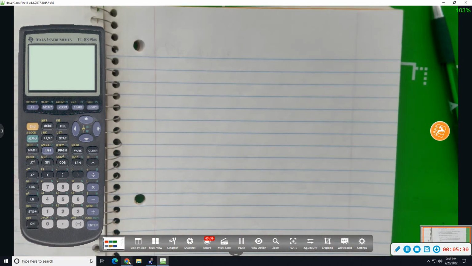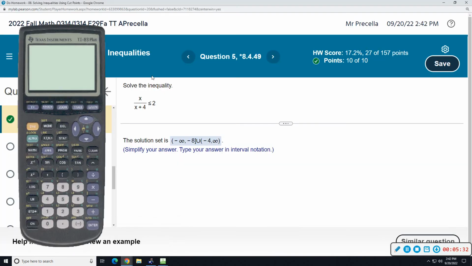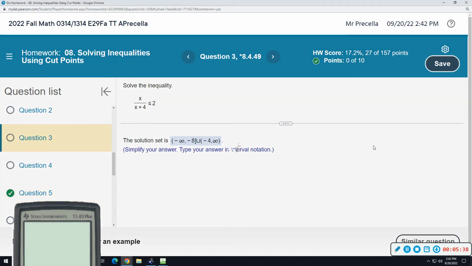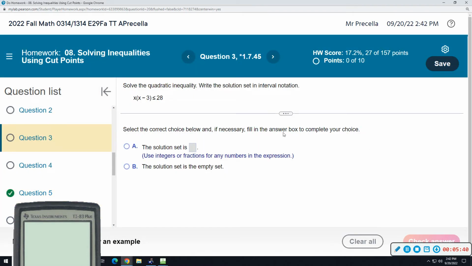Okay? Let's actually do a homework problem now. Number 3. On number 3, are we going to have any denominator cut points? Say no. Let them look at the problem, okay? X times x minus 3 is less than or equal to 28. Okay. See, they have the option of no solution. There it is. You're right. That's what we would have had to do if that problem I made up had been a homework problem.